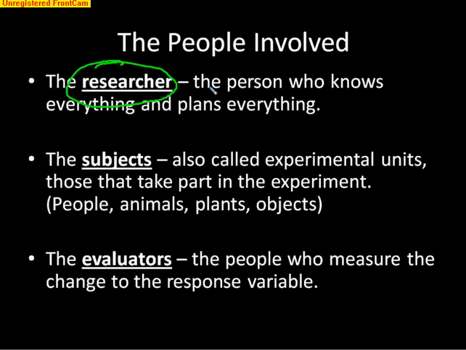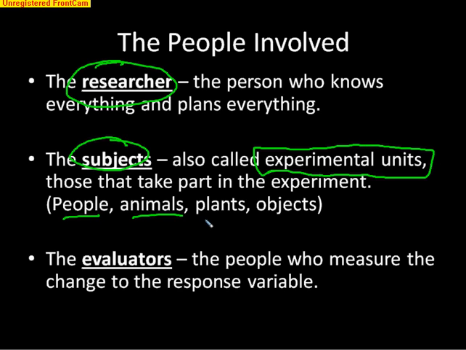We also have the subjects. Now, subjects are officially called experimental units. That's kind of like the official term. Now, subjects could be people, animals, plants, objects. Subjects can really be anything. Oftentimes subjects are referred to as people, but if they're like plants, for example, we want to see if a new fertilizer can cause plants to grow better or something, then we would call them experimental units. But subjects, experimental units are the same things. Those are the people that are taking part in the experiment. And we also have the evaluators.